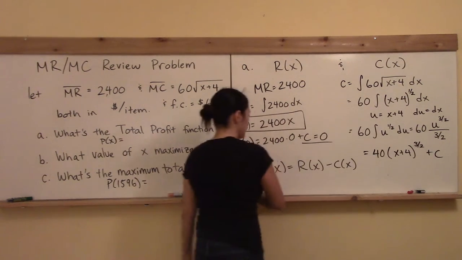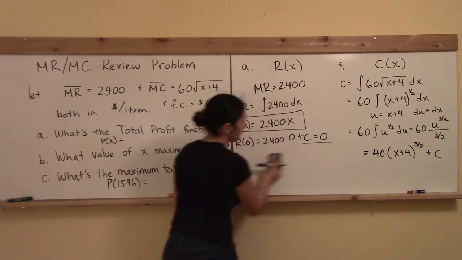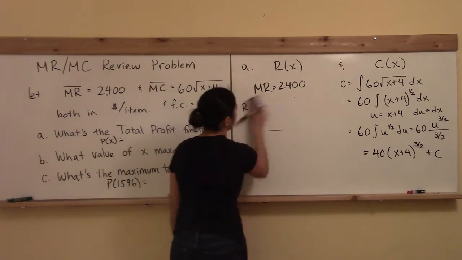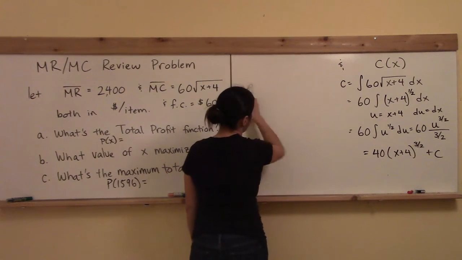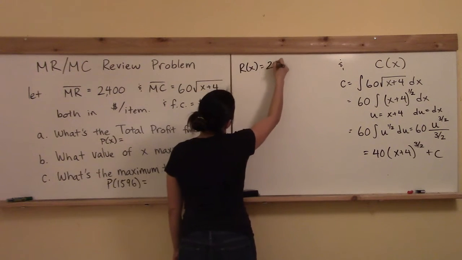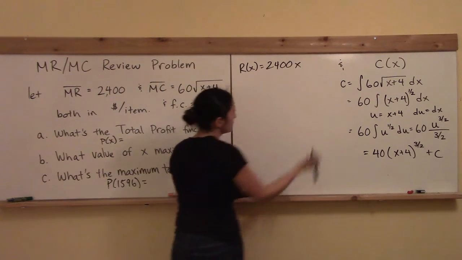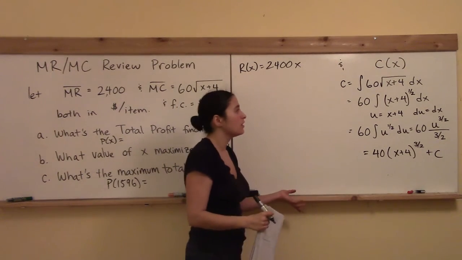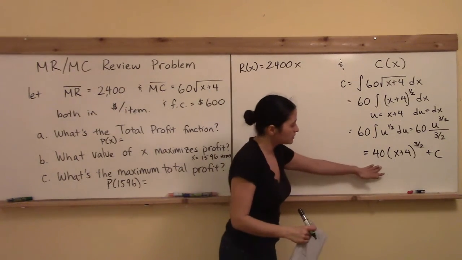Oh boy, I'm not going to have enough board space to finish this one off. Anyway, we have our revenue function, so let me just write that as something that we've already found. The revenue function is 2400x. And we are working on our cost function. You see that was a little bit harder than revenue. I've got to this point.